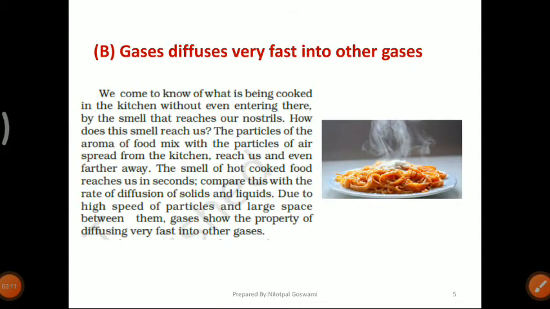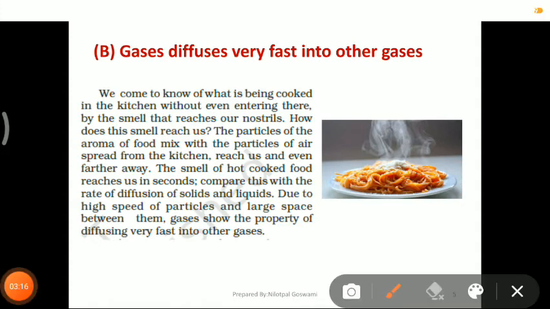So in the next slide, the second property of gas is that gases diffuse very fast into other gases. So these vapors coming out of the food dish are the aroma of food, and the particles of this food aroma mix with the particles of the air, that is the gases in the air. And when the particles of aroma from the food diffuse in the air, they reach us, and we get the smell of any hot cooked food in the kitchen.